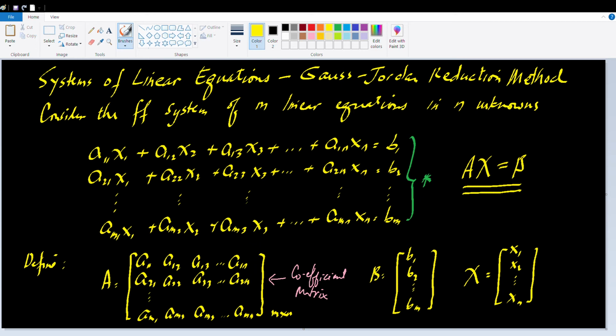Again, we shall refer to matrix A as our coefficient matrix. Matrix B contains all the pure numbers found at the right side of each equation in the system, and matrix X is the matrix containing all the unknowns, x sub 1 up to x sub n.